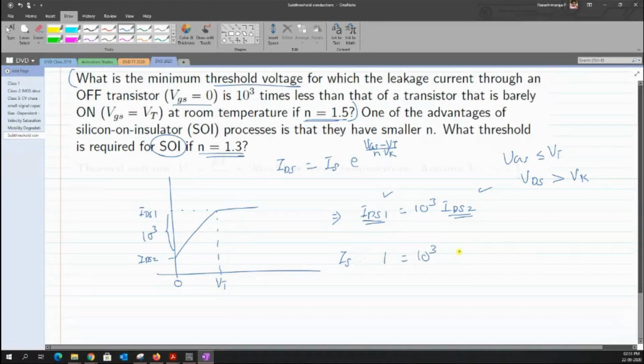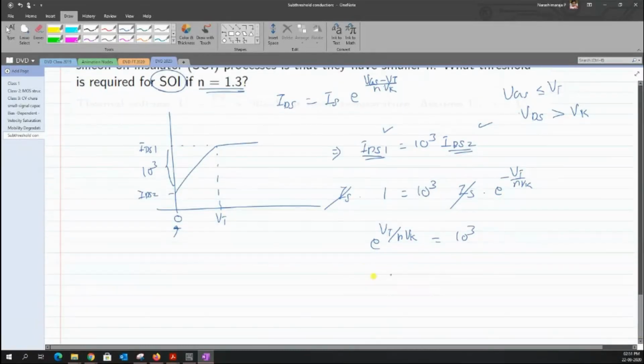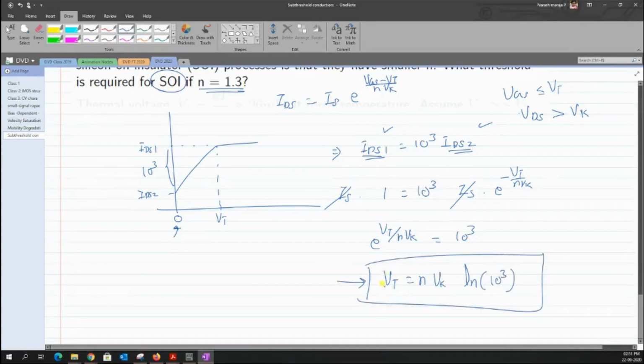On the other hand, I have again IS e to the power, and what is the value of VGS that I have here? That is equal to 0. So I have something like minus VT divided by n times VK. I can cancel out these two terms and bring the exponential to the other side, and I have this 10 to the power 3, and take ln on both sides so that we can get rid of the exponential. Through this formula, I can find the value of the threshold voltage of the transistor.